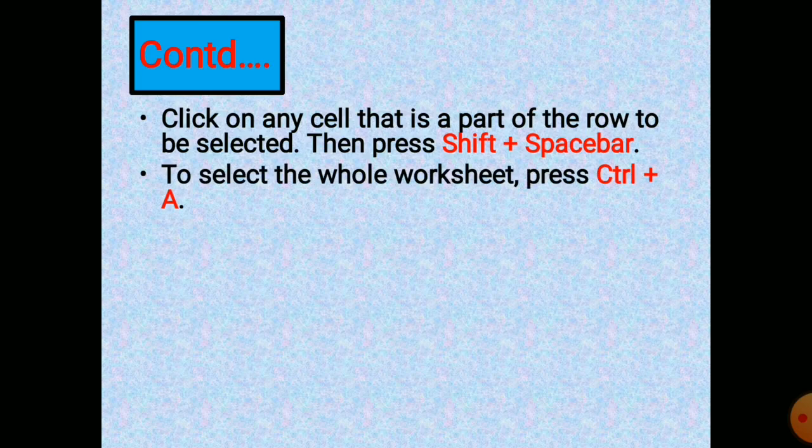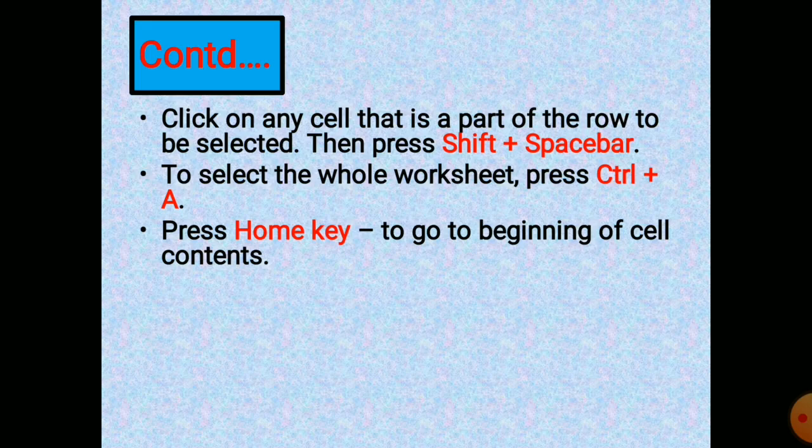To select the whole worksheet, you have to press Ctrl plus A. This I have already discussed with you. If you want to select the whole worksheet, all the cell content, you simply have to press Ctrl A from the keyboard. This is the keyboard shortcut command.